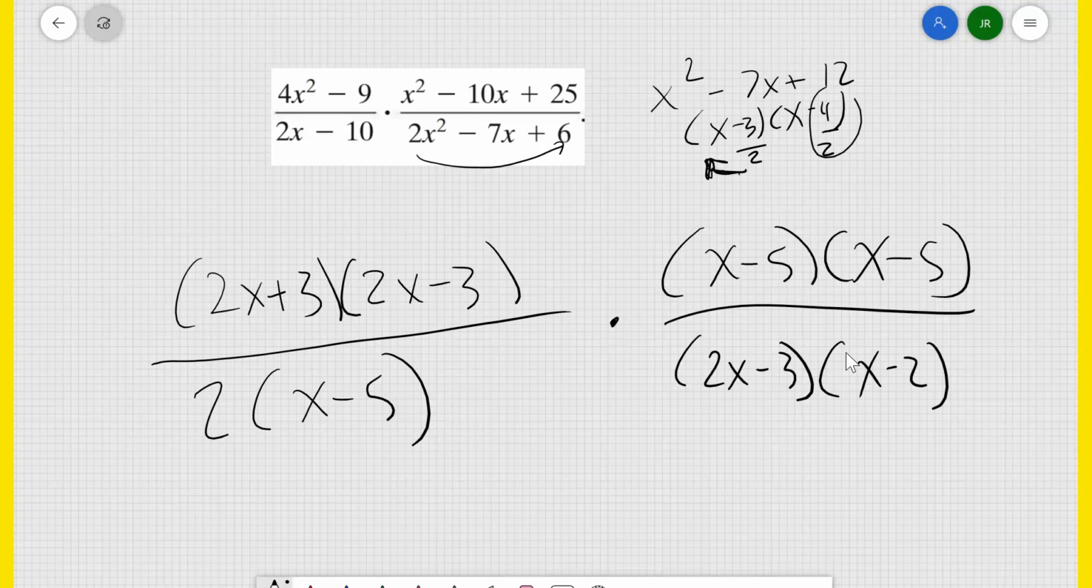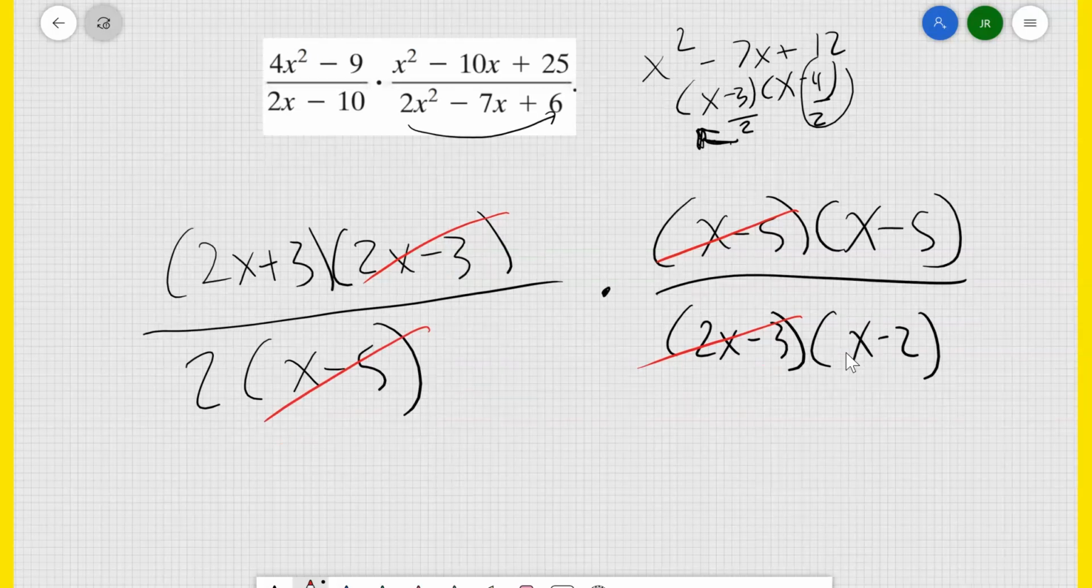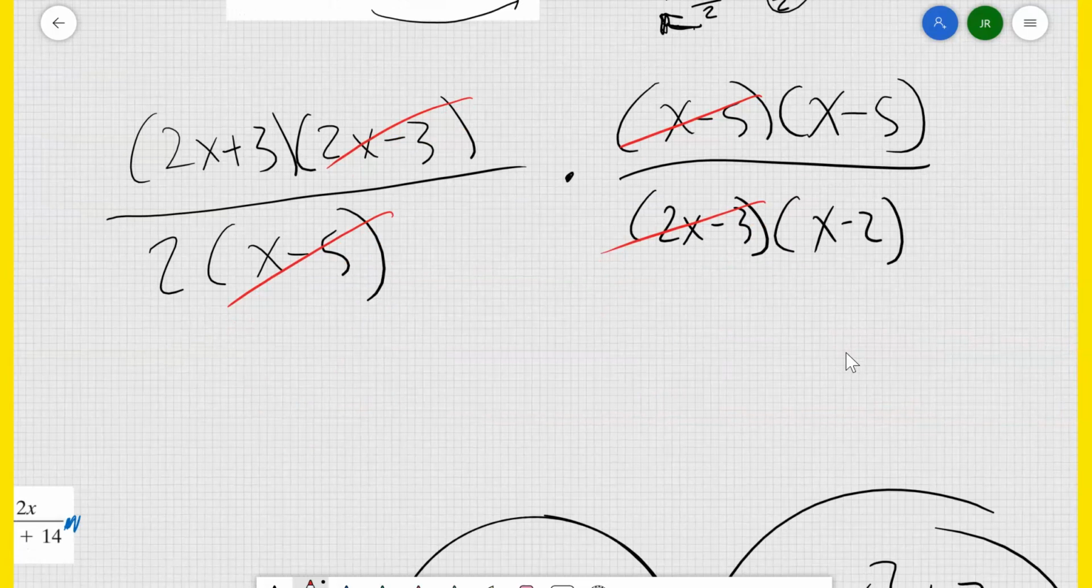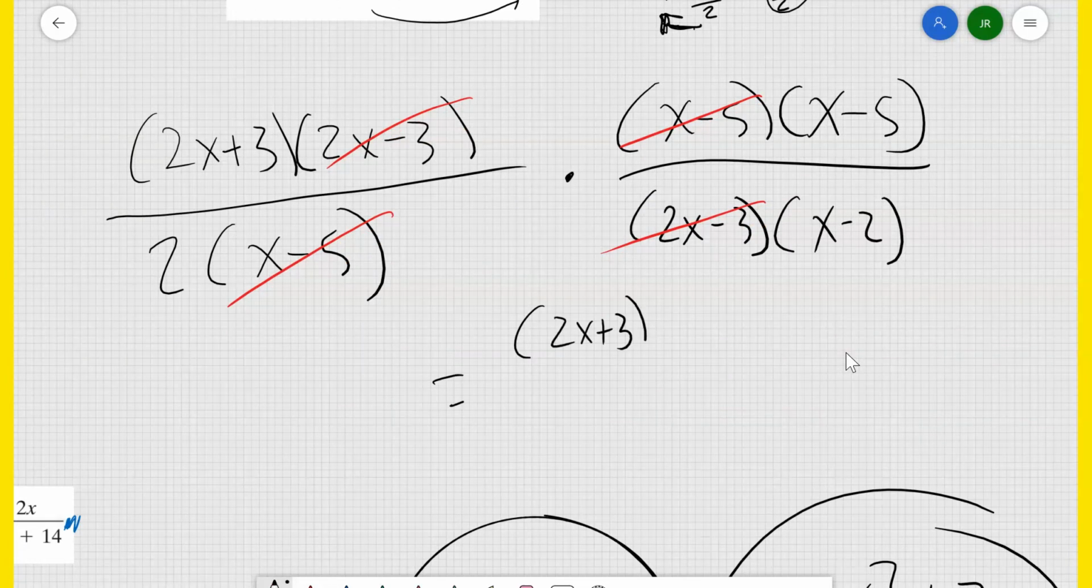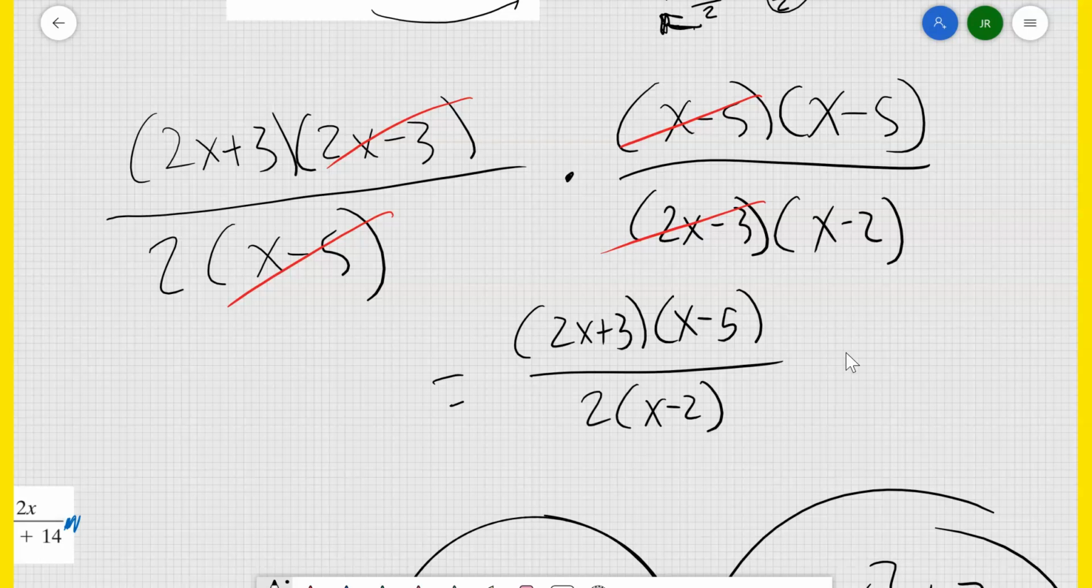Okay, now see if there's anything that can reduce each other. Can anything cancel out? Yes, the 2x minus 3 and the 2x minus 3, the x minus 5 and the x minus 5. I don't see anything else that can reduce. So my final answer here is 2x plus 3 times x minus 5 on the top and 2 times x minus 2 on the bottom. That's going straight across. Top times top, bottom times bottom.